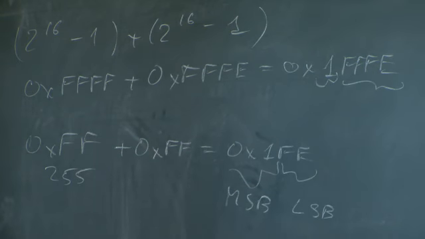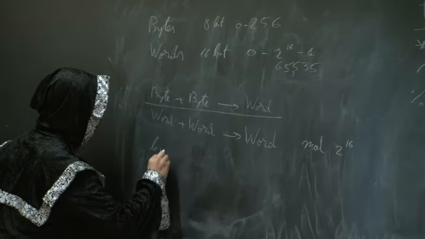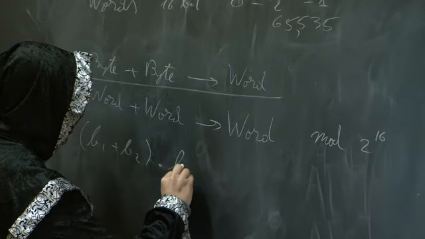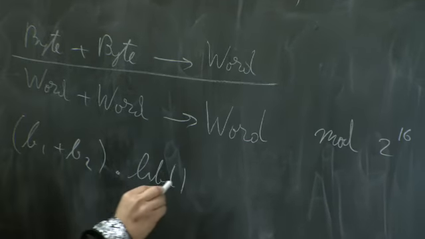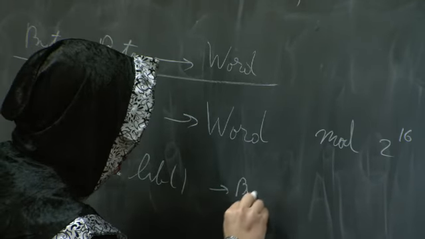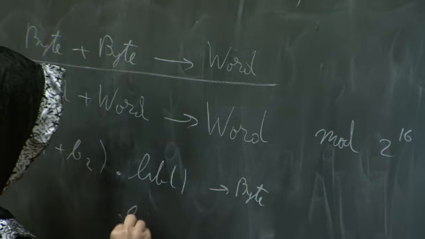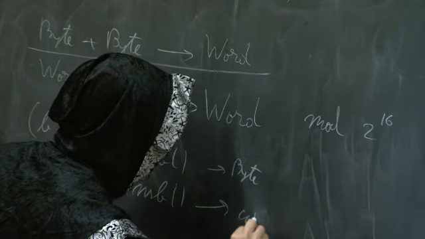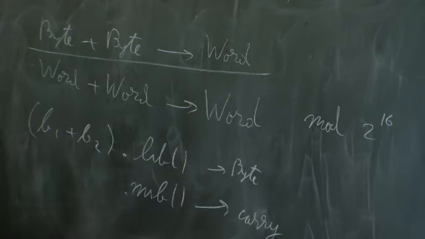So if you want to figure out your carries, then you should do your math this way. You're going to have byte 1 plus byte 2, add them together, and then you call LSB to get the byte result. And then you call MSB to get the carry. So this is addition. Everyone with me so far?